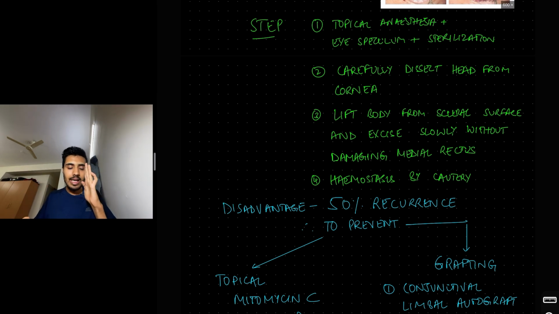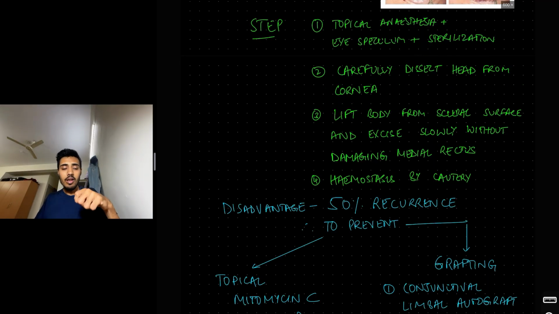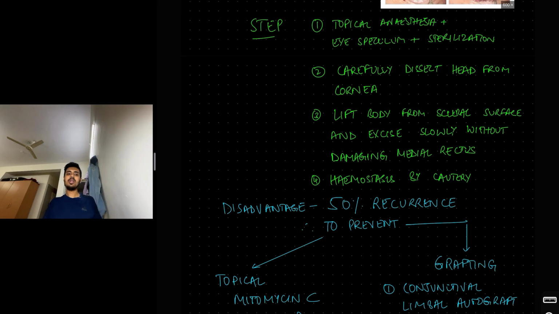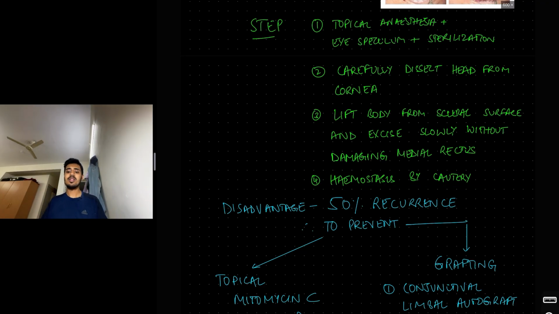Then always we dissect from the head to the body of the pterygium. So carefully dissect the head from the cornea. Then lift the body from the scleral tissue and start excising it slowly towards the body. Lift the remaining body and go towards the base of the pterygium and excise slowly. One thing very important is do not damage the medial rectus. Very, very important. Do not damage it, because you don't want the patient to go into strabismus or diplopia or anything like that. And of course, pterygium is a fibrovascular growth. So when I'm excising it, of course it'll start bleeding. So you have to do cautery to achieve hemostasis. So that is about the surgical excision of pterygium.